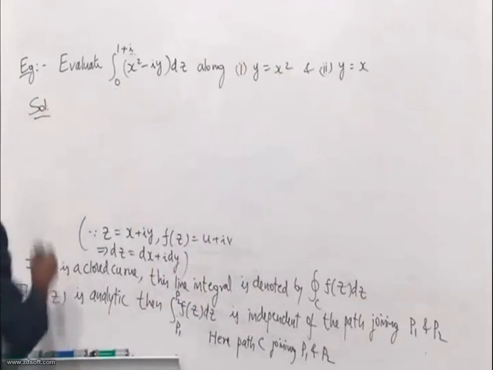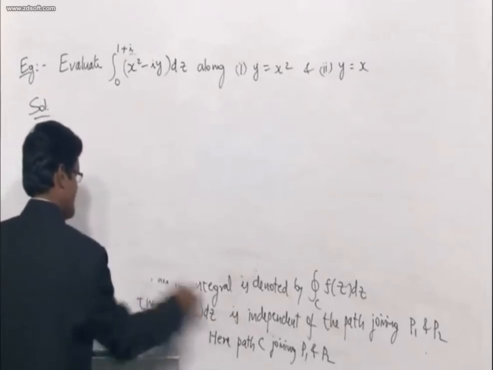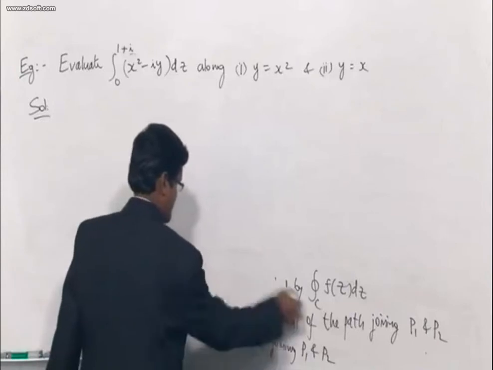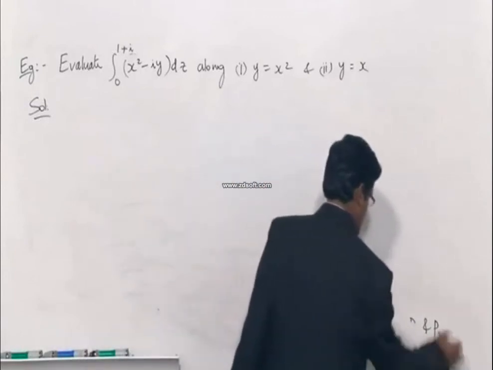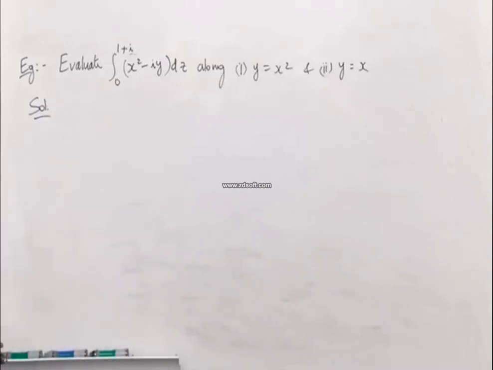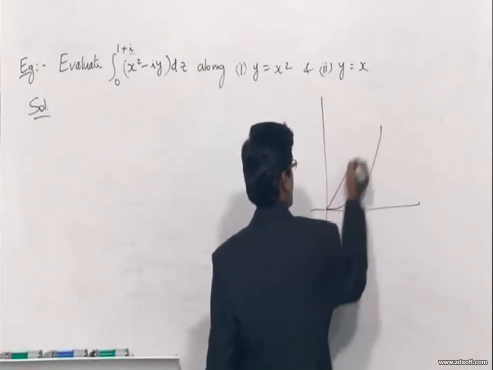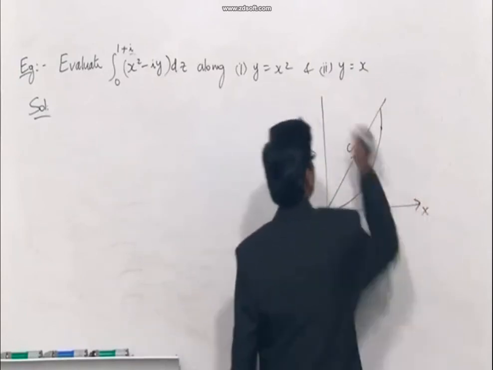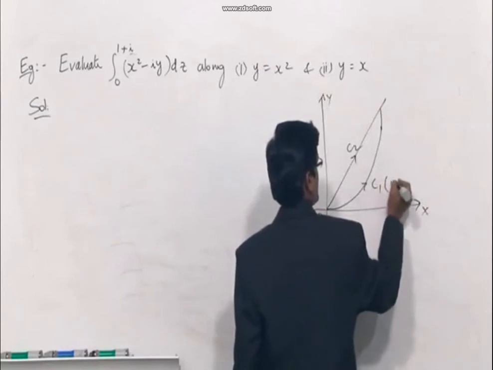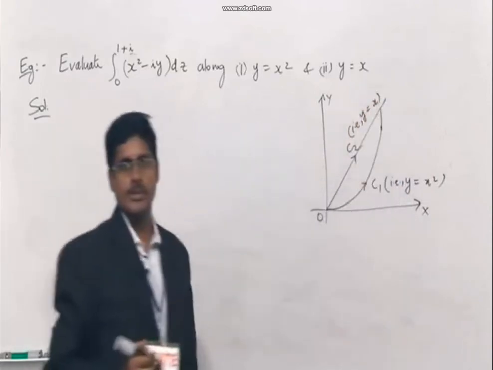Now I am going to do the first bit. Similarly, I am giving the answer for the second bit. See the answer: both are same or different, independent of the path or dependent on the path in this problem. The diagram tells that one is this path, other is this path. This path is C1, this path is C2, origin, x-axis, y-axis. C1 is nothing but y is equal to x square. C2 is nothing but y is equal to x. Okay?